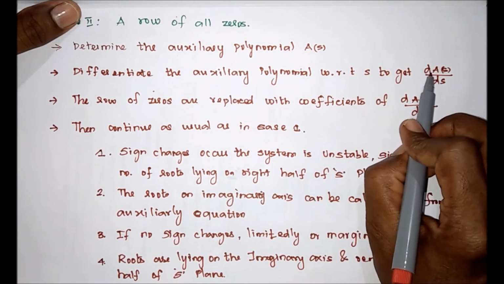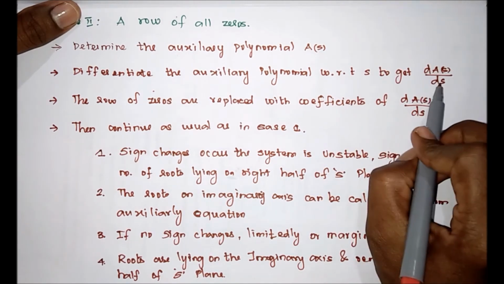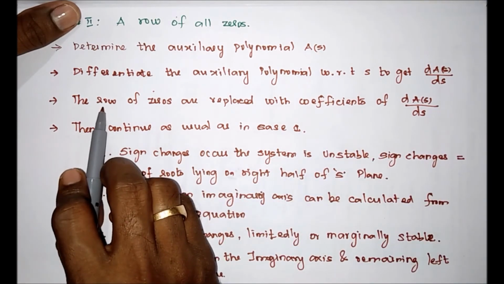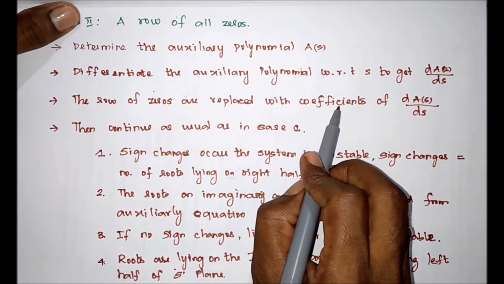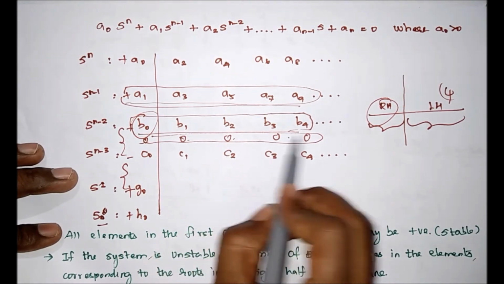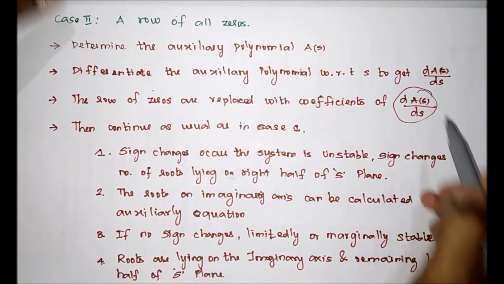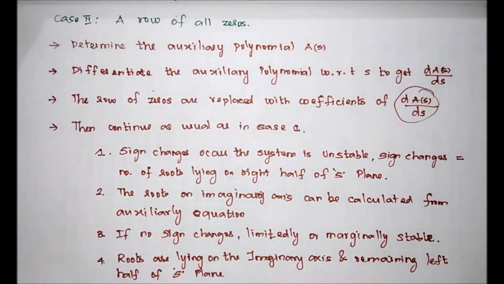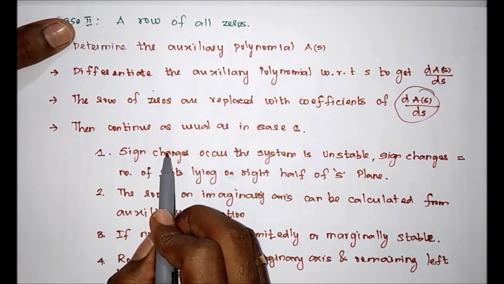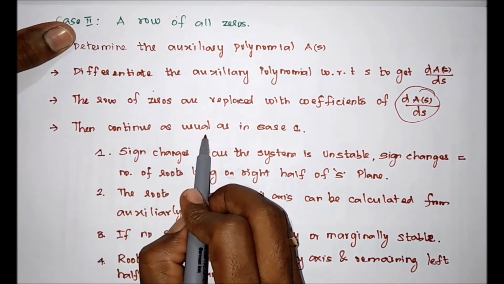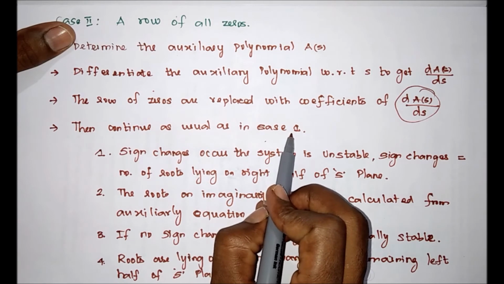We have to find dA(s)/ds. Then we consider its coefficient. Instead of these zeros, we write its coefficient here. Then we do the same procedure to calculate, and continue as usual in case 1.